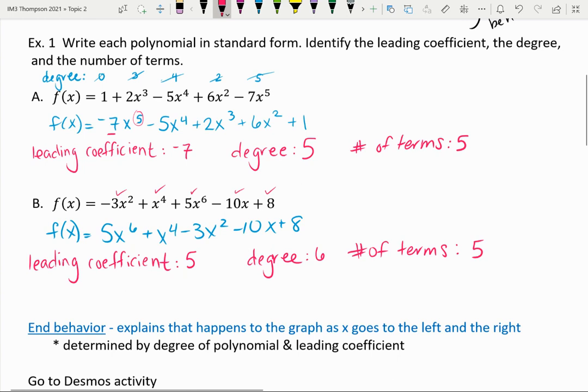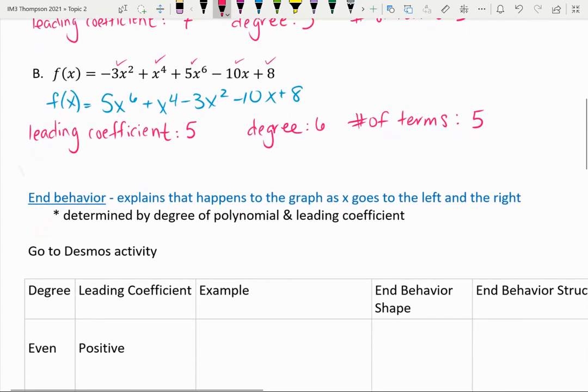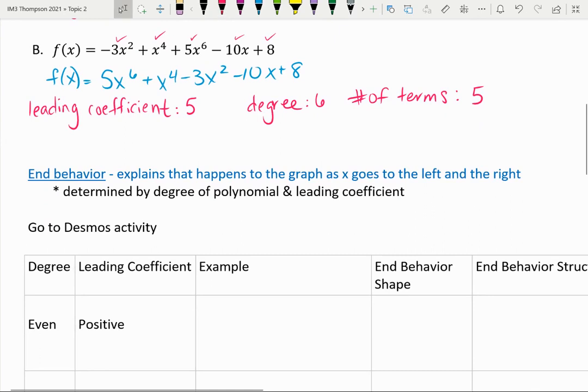Any questions on those? It's a lot of little concepts kind of packaged together. Okay. So now we're going to move into this idea of end behavior, which will likely be new. The end behavior explains what happens to the graph as x goes to the left and the right. The end behavior is determined by degree of the polynomial and the leading coefficient.